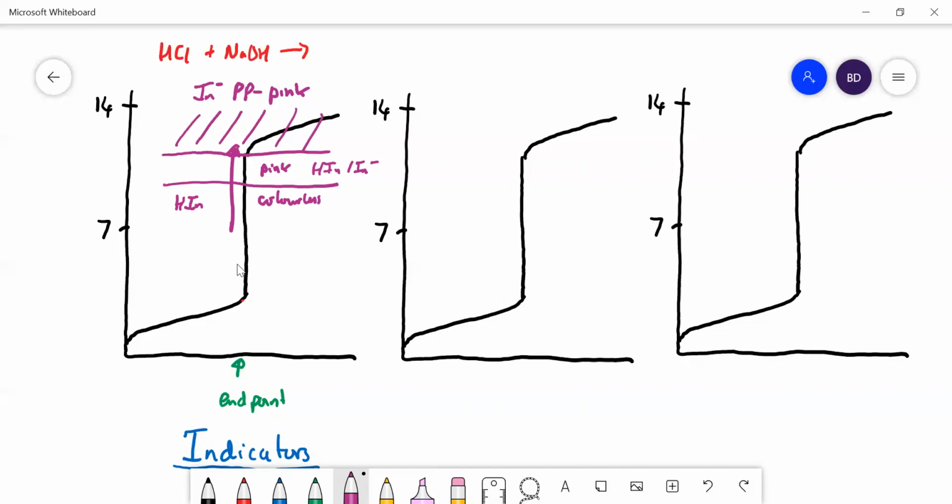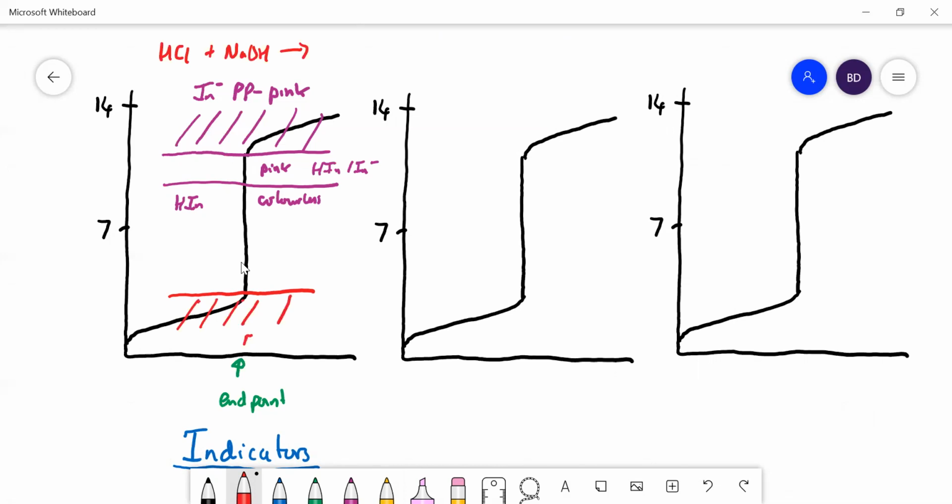And phenolphthalein is quite an easy indicator to use there. Right, let's see what happens with methyl orange. Now methyl orange is the same, it's a weak acid, but it's actually a slightly stronger weak acid. Phenolphthalein is a very weak acid. Methyl orange itself is a bit stronger, and it changes down here. So methyl orange, below that line there, it's going to be red.